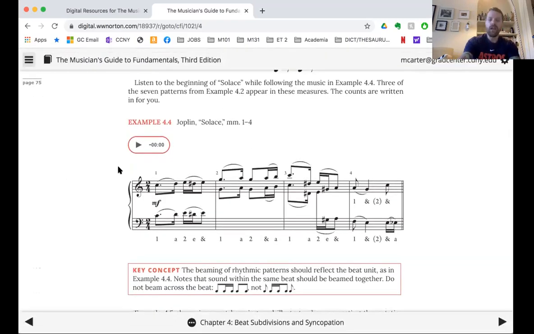So how do some of these rhythms sound? Let's listen to the first 4 measures of this Scott Joplin piece.